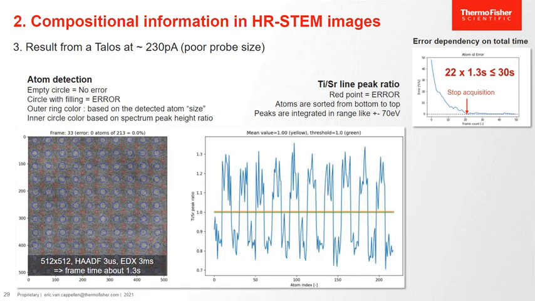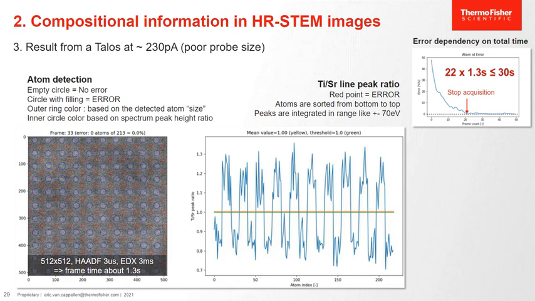And so on the upper right corner, you see the error as a function of number of frames. And what we see here is that basically after 22 frames of 1.3 seconds, which is under half a minute, we can actually stop the experiment because we will have correctly identified all the atoms.